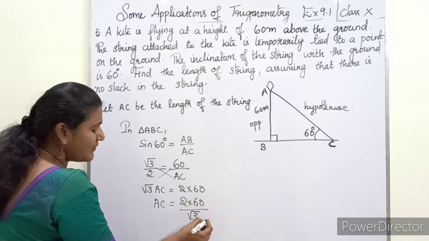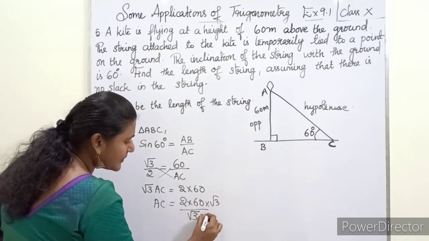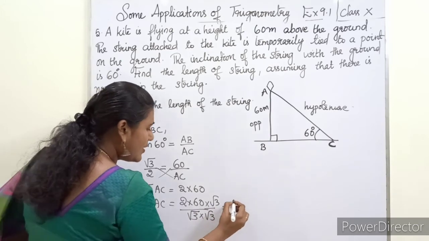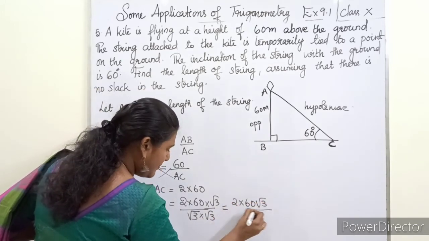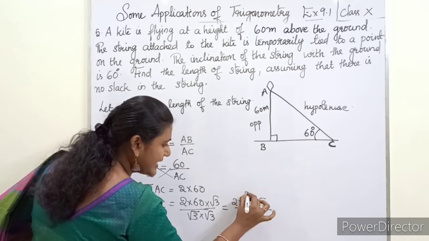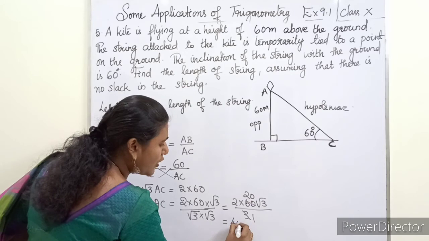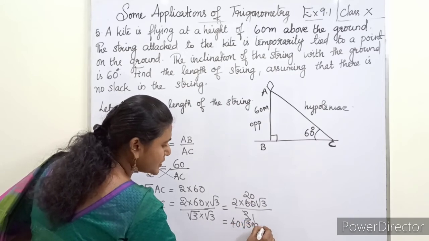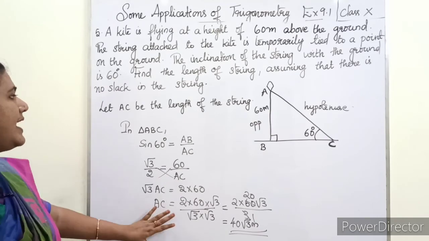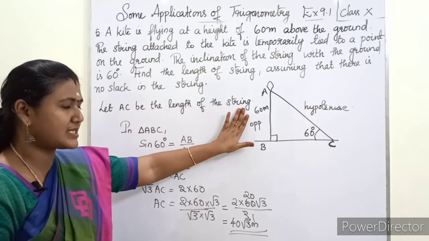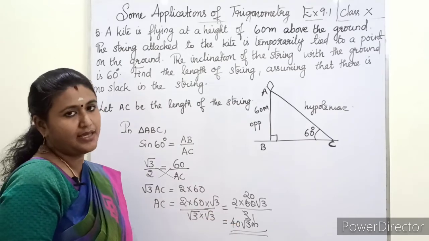So now here we will rationalize and it will get cancelled here. So 2 into 60 into root 3 by 3. So here we can cancel this. 2 into 20, that is 40 root 3 meter. So we got the length, AC value we got. Actually AC is the length of the string. So the length of the string is 40 root 3 meters.